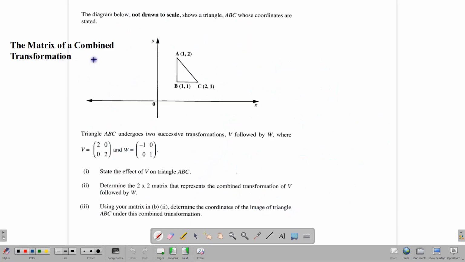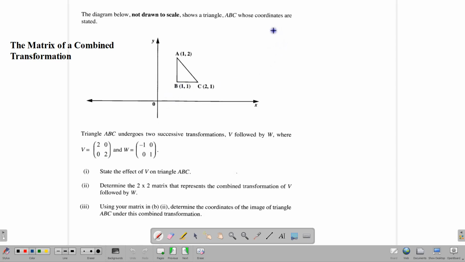Here we want to find the matrix of a combined transformation. The diagram, not drawn to scale, shows triangle ABC whose coordinates are stated. So here they are. Triangle ABC undergoes two successive transformations, V followed by W, where V is equal to 2, 0, 0, 2, and W equal -1, 0, 0, 1. And we are supposed to first state the effect of V on the triangle ABC. Without a lot of experience looking at this, you should see that these numbers will make this triangle twice as big.